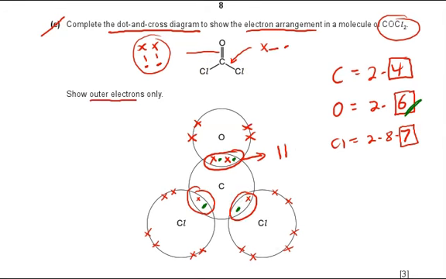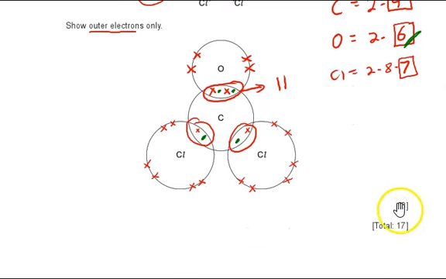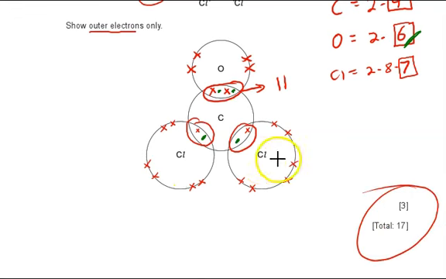Alright, so I hope you understand how to draw this. So the total marks for this question is 3 marks, and for this question is 17 marks. Okay, we move on with the next one.